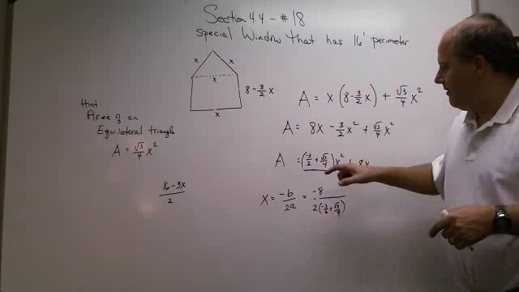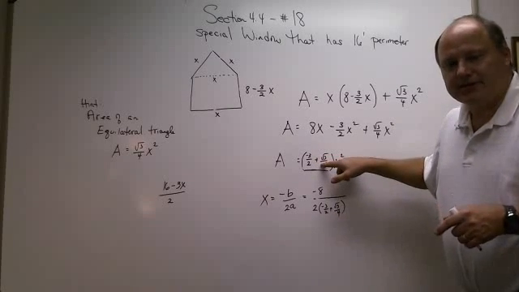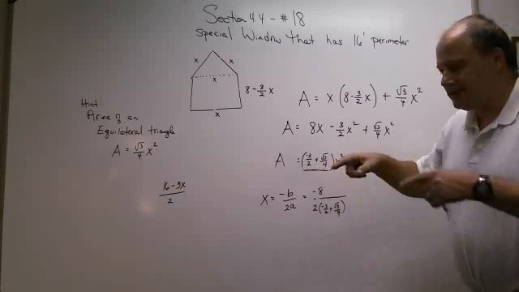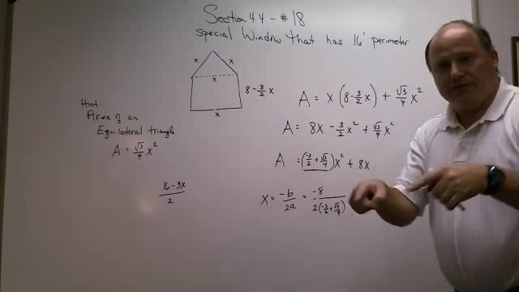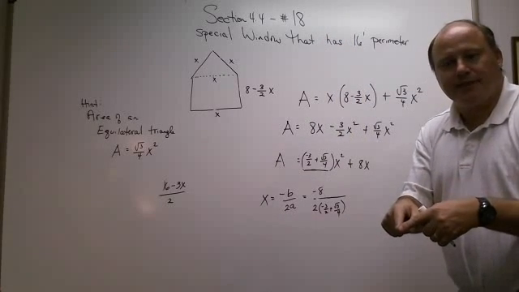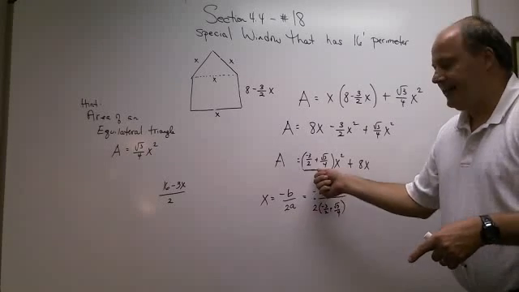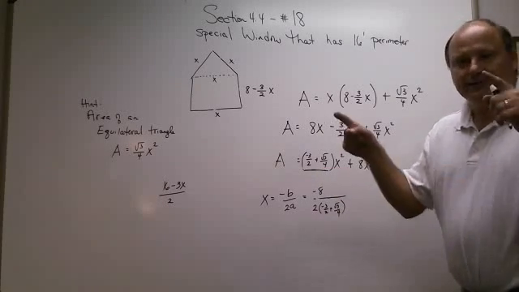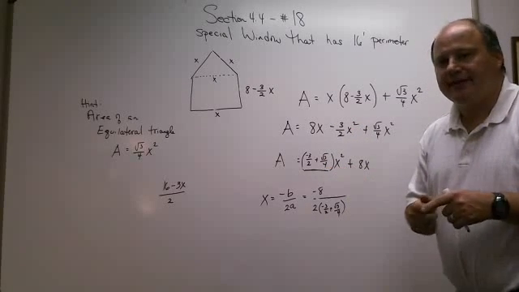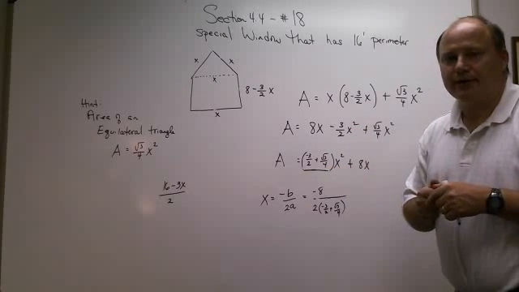If this number was positive, I would have been concerned I made a mistake somewhere, because if that was positive, it would open up, and if it opens up, there's a minimum down here. And they're not asking for minimums. So when they ask for maximums, the leading coefficient has to be negative. If they're looking for minimums, the leading coefficient had better be positive. If that's not the case, you made a mistake at some point.